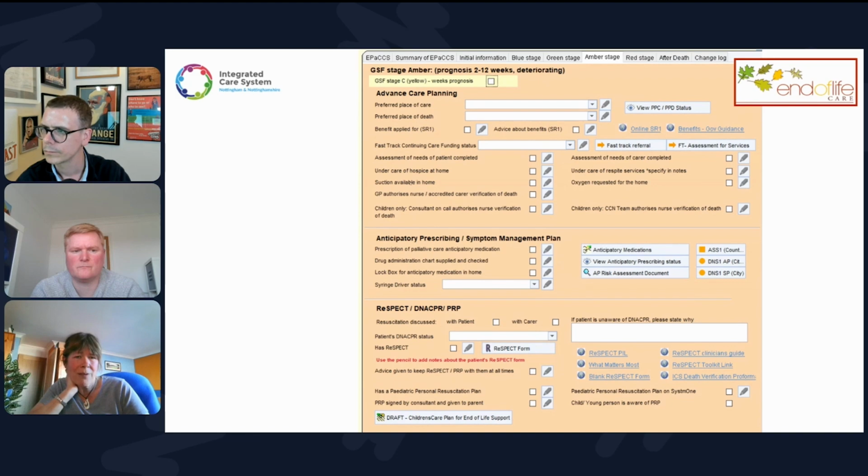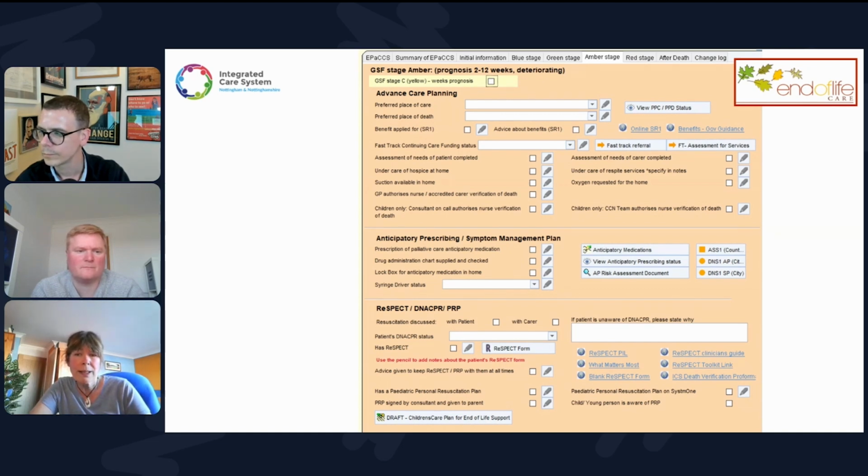All these pages have preferred place of care and preferred place of death, recognizing that sometimes people's wishes change. So it can be updated there. If they haven't had the benefits sorted, again, that features on here. Anticipatory medications, this is the time that we should be thinking about prescribing for patients, because we don't know how quick they're going to deteriorate and when it would be needed.